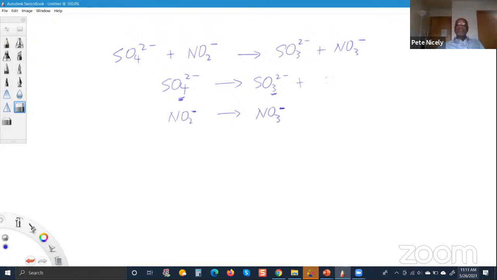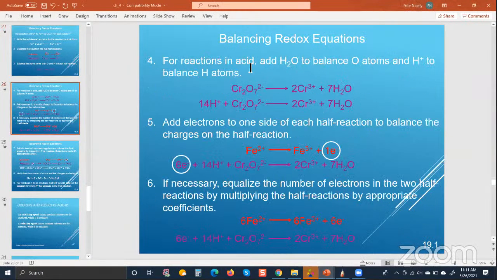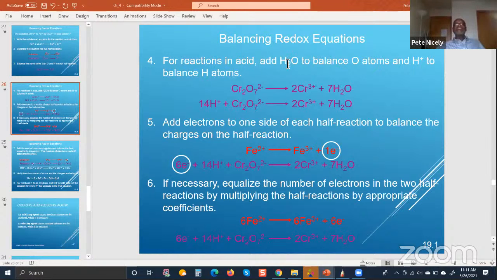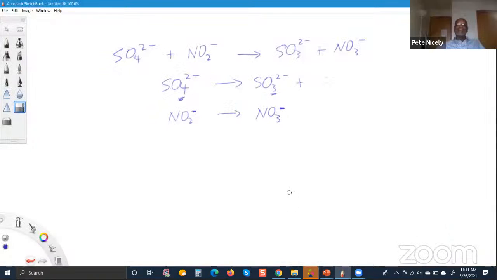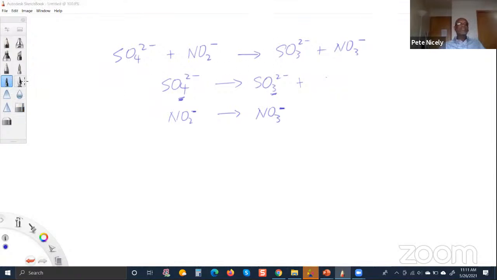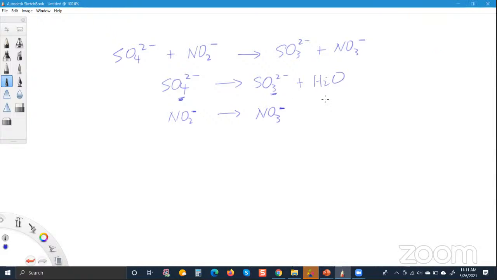Hold on, let me go back to the rules here. It says we add water to balance the oxygen atoms, right? Oh, yeah. Right. So in this case, we add 1 water molecule to this side, right? Mm-hmm. So now we have 4 oxygens on the right, which balances with the 4 oxygens on the left.